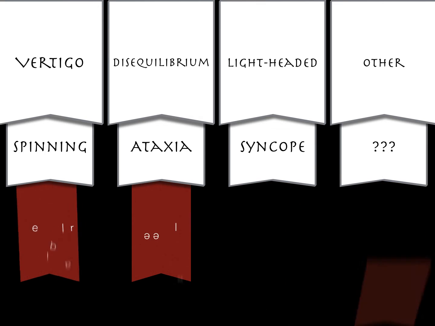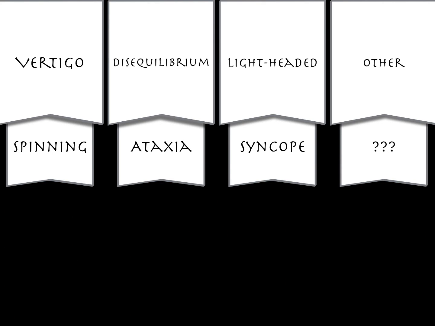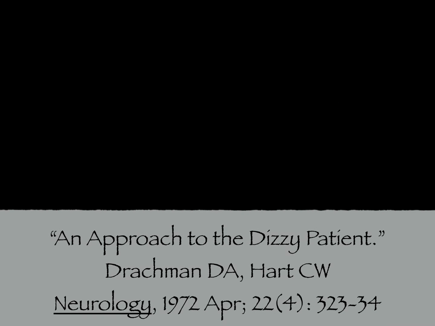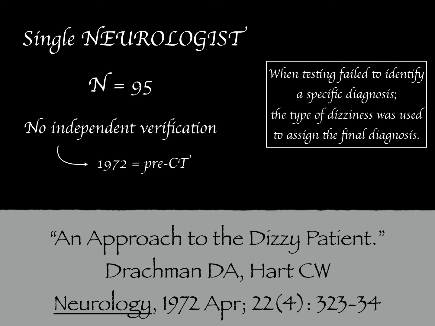Okay. And I think here is a good reason to know where the studies came from that inform our current medical thinking. So this one came from a study in 1972 by a guy named Trockman and Hart called The Approach to the Dizzy Patient. It was published in Neurology. And the study itself was performed by a single neurologist. So we already have problems because this says there was no independent verification. One guy made all the decisions.